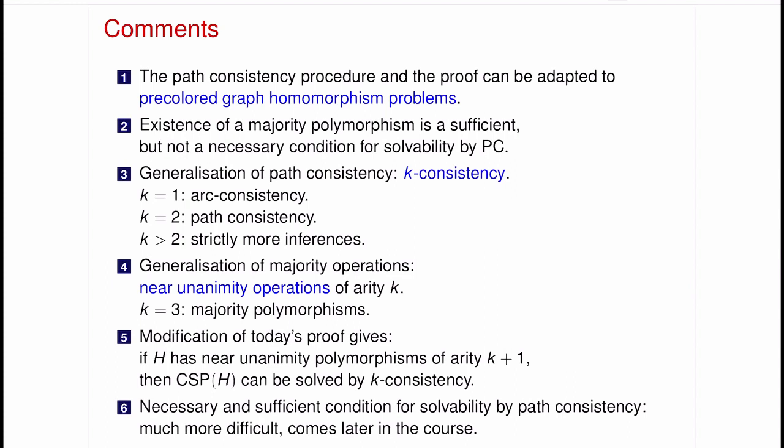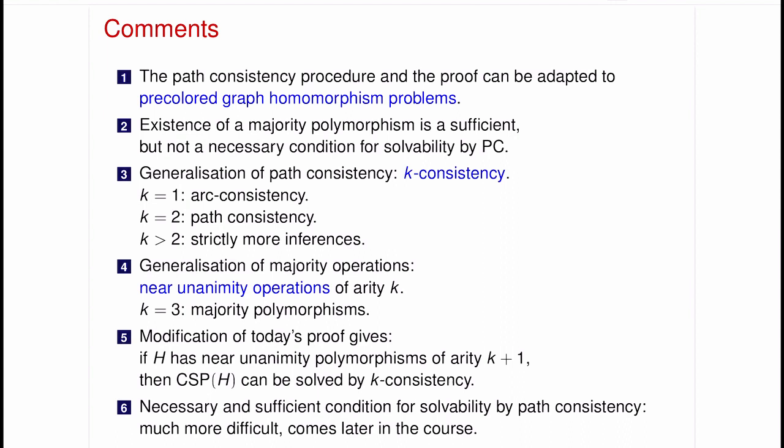Some concluding remarks about the path consistency procedure and the proof of Feder and Vardi. The first is that, and this is a relatively easy exercise that you can also find in the script, the path consistency procedure and the proof of Feder and Vardi can be adapted to a slightly more general problem than the graph homomorphism problem, the so-called pre-colored graph homomorphism problem. In this problem, we are not only given a graph G, we are also given some colors that force certain vertices of G to be mapped to certain vertices of H. That's what we refer to as colors. So in some sense, we are given not only the graph, but also a partially defined homomorphism from G to H. And the task is to extend this homomorphism to a full homomorphism.